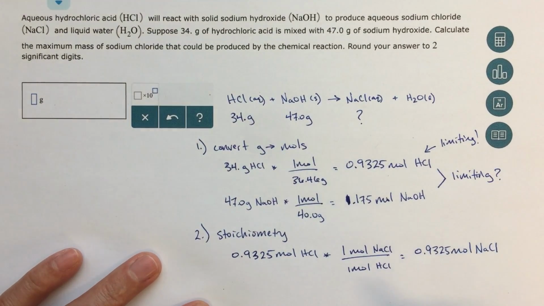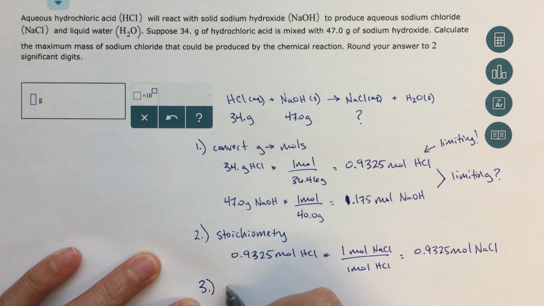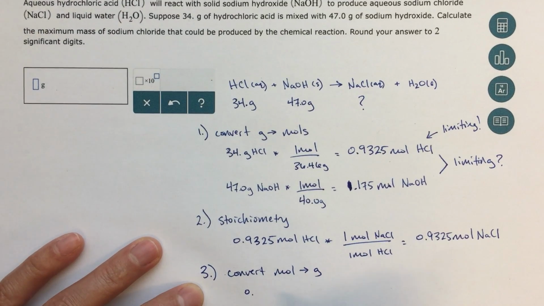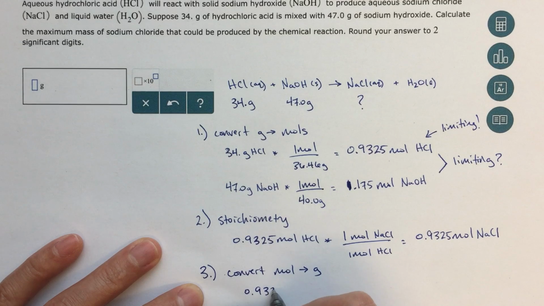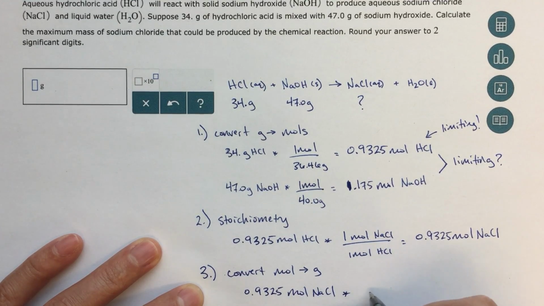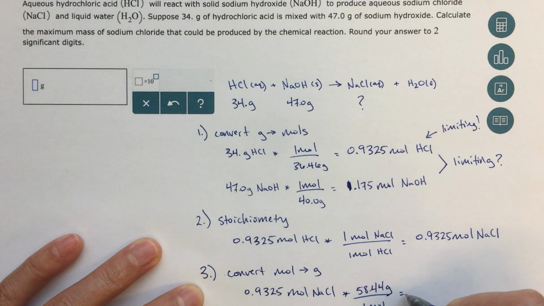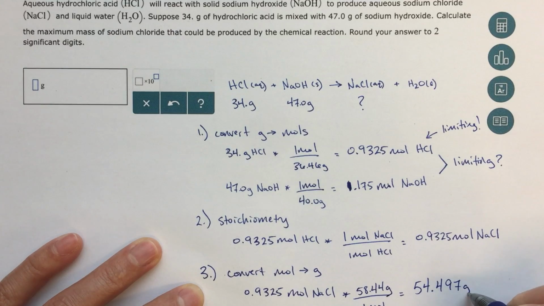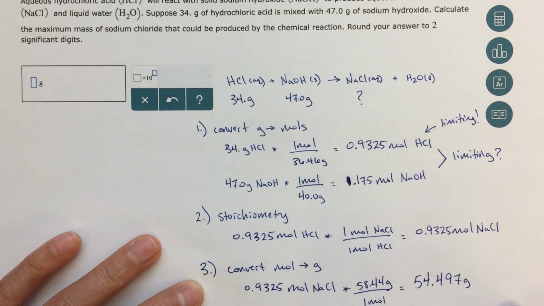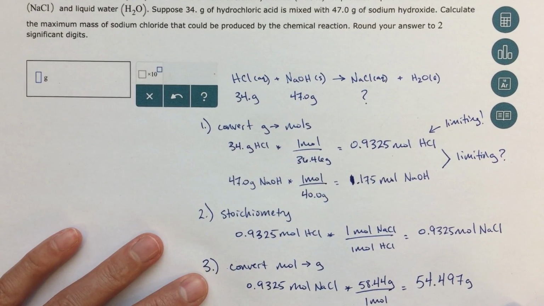So now we know the number of moles, and the last step is just going to be another conversion. So step 3, we're going to convert from moles back into grams. It's going to look like this: 0.9325 moles of NaCl times the molar mass, which is 58.44 grams in every 1 mole. And then we get our answer of 54.497 grams.